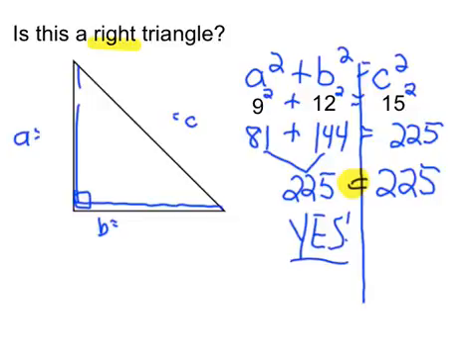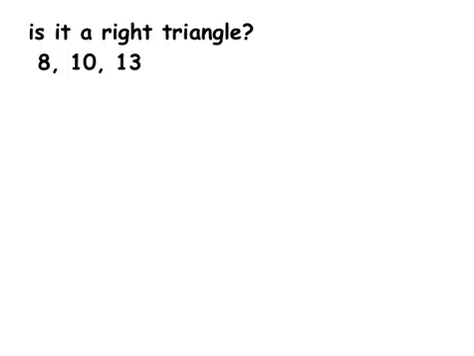So sometimes it will, sometimes it won't work. The last piece I want to show you is they don't have to give you this information on a picture. They can just give you the numbers and you can do the same exact thing. It will look something like this. Is this a right triangle? And then they'll give you a list of three numbers.